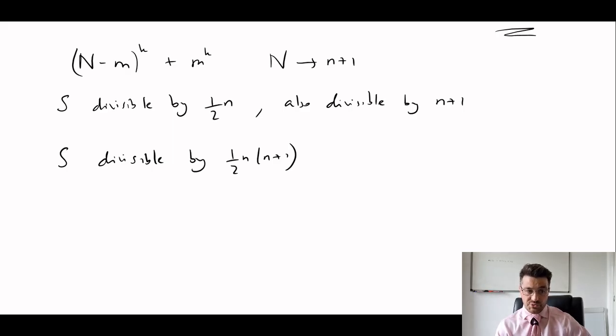N and n plus 1 are not the same number. They're two different numbers. So if s is divisible by n, or half n, and s is divisible by n plus 1, then it must be divisible by the product. I'm not going to go into too much detail with that. I don't think I've explained it very well, but it follows from the fundamental theorem of arithmetic.